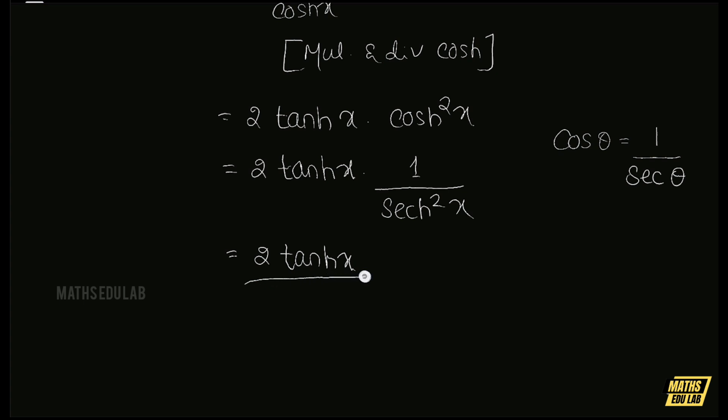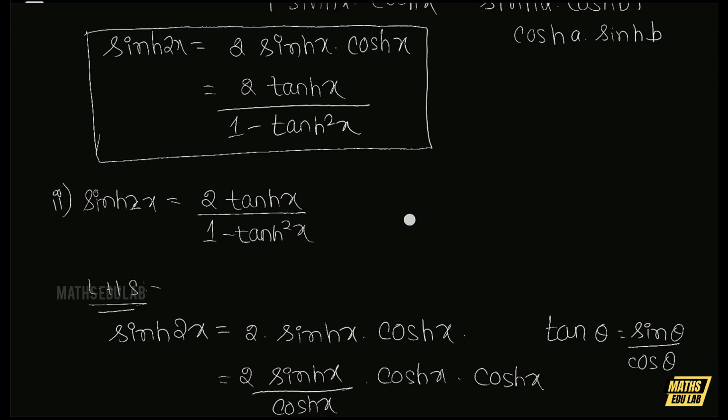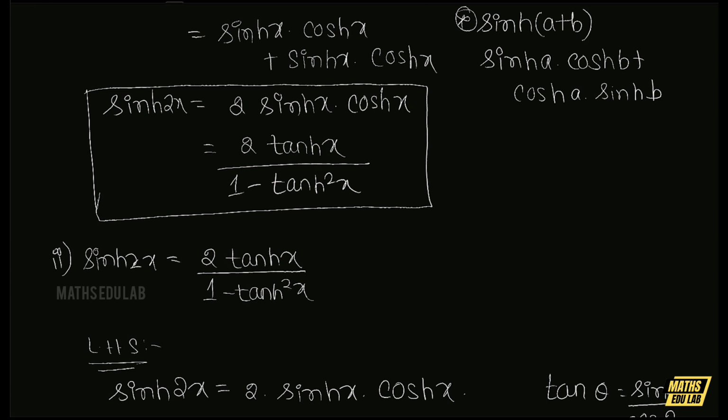upon, and we have a formula for this, that is sec hyperbolic square x plus tan hyperbolic square x is equal to 1. Then sec hyperbolic square x is equal to 1 minus tan hyperbolic square x. Okay, then here we got the two values of sine hyperbolic.